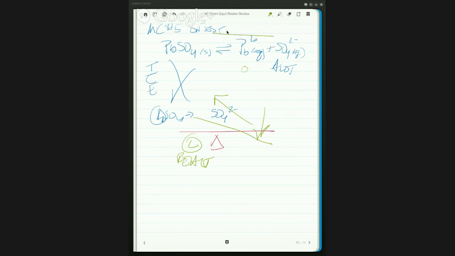Which means that if it goes back this way, it's going to consume Pb2+ and SO4 2-. So the concentrations of Pb2+ and SO4 2- will go down. And there's really no concentration, but the amount of PbSO4 should go up. The concentration is equal to 1, but the amount might increase. So looking at that thought, we now need to go back to that question and see if we can figure out which of the answers would be correct and why.